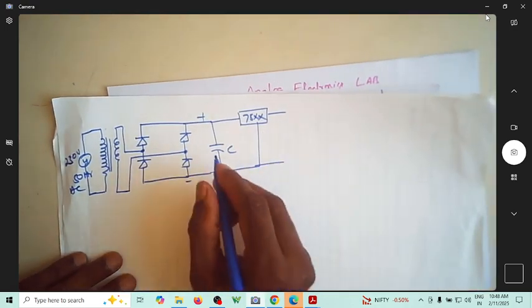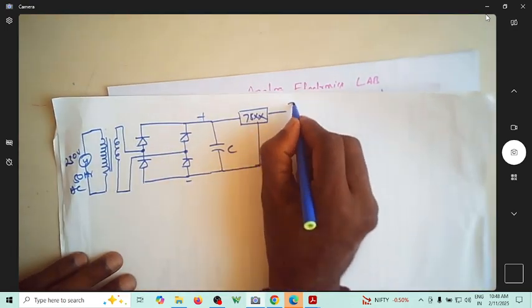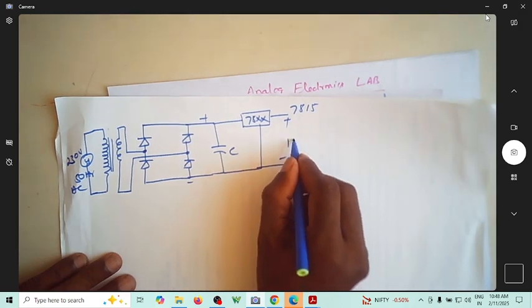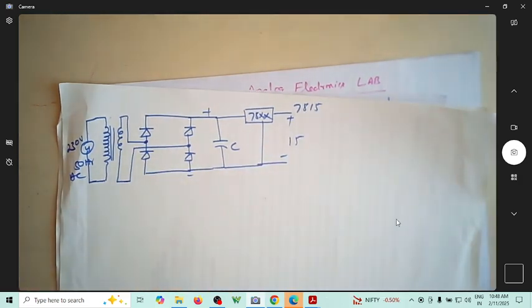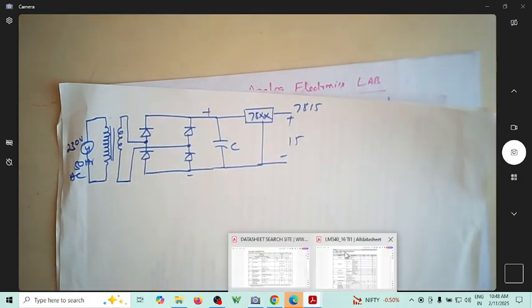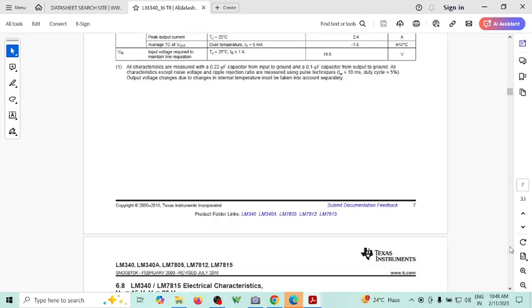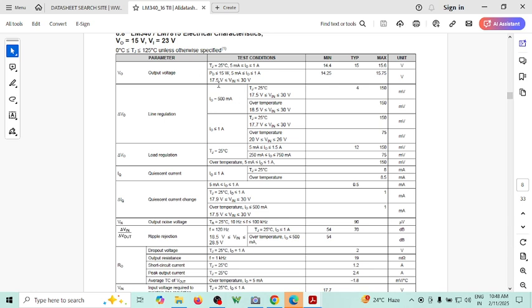Again, if you want to get 7815, which will give you 15 volt. In order to get 15 volts, how much is the minimum voltage required, you can see here. You can just come down here and look for that 78. You can see this is for 15 volt. For 15 volt, you need to have a minimum of 17.5. So let us take a minimum voltage of 20. So now I'm looking at this waveform.